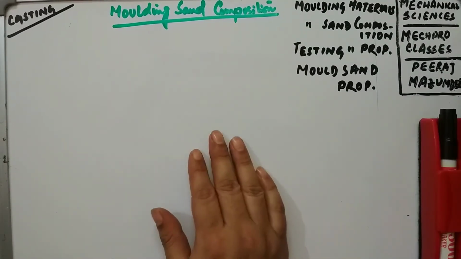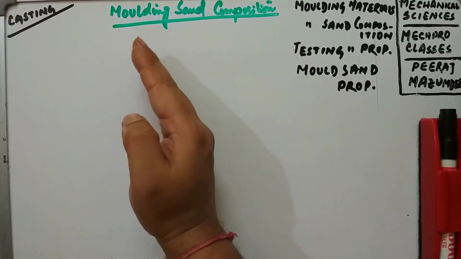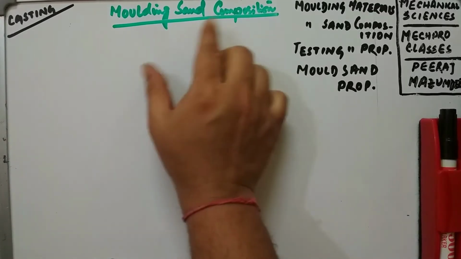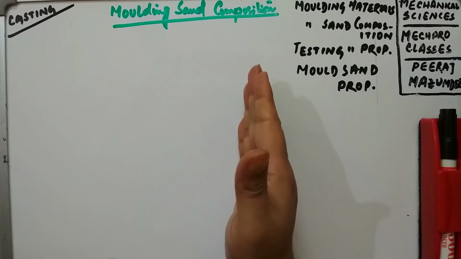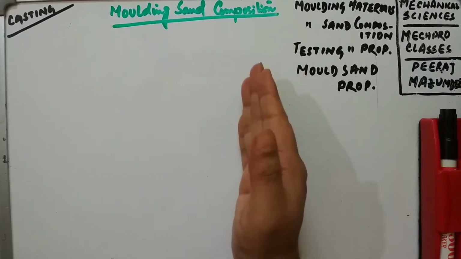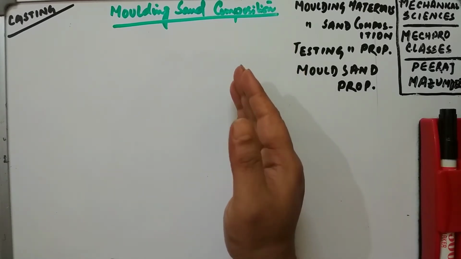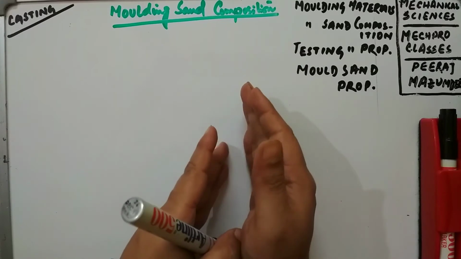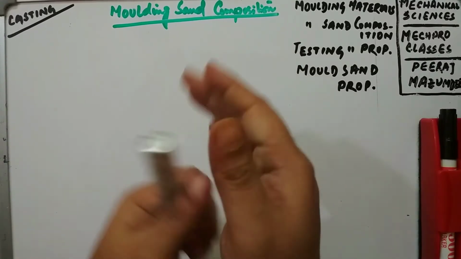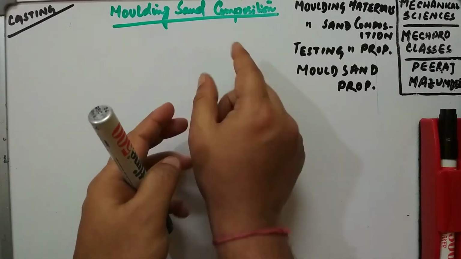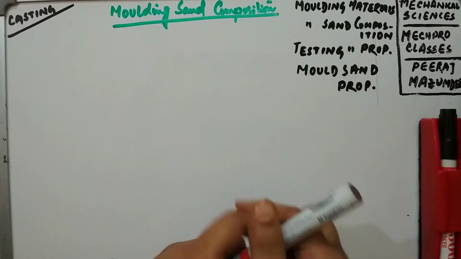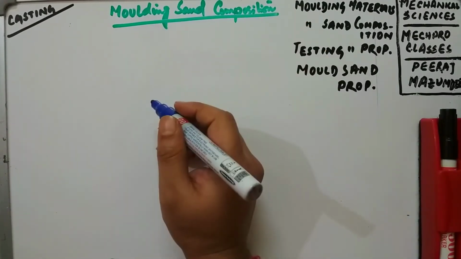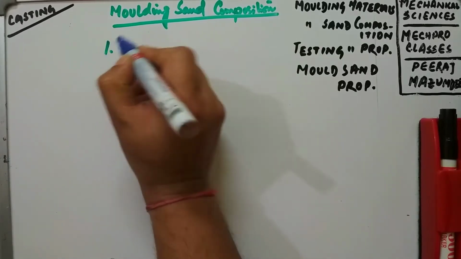Now let us come to the next topic, molding sand composition. This is very important for your semester examinations, for MCQ purposes as well. In competitive examinations they are going to ask you the principal compositions of the molding sand as well as their percentages also. So in molding sand composition, first is your silica sand.